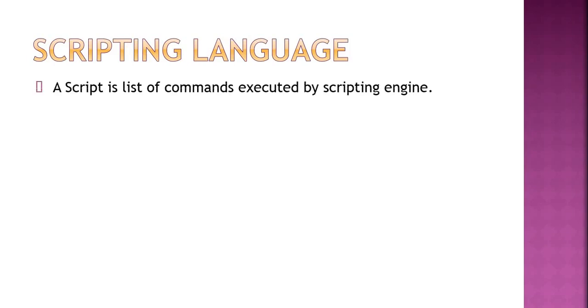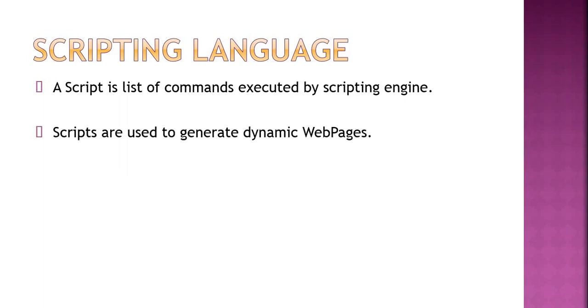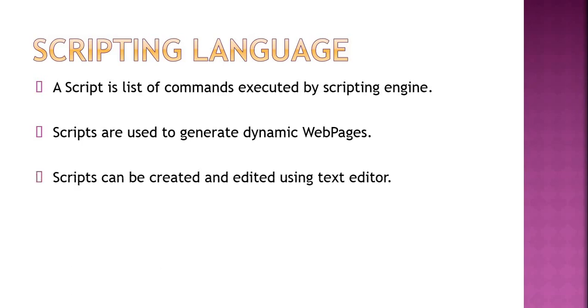Now let us see what do we mean by scripting languages. Script is list of commands executed by scripting engines. Scripts are used to generate dynamic web pages. Whenever we are using script in our simple HTML page, they are going to make our web page dynamic so that we can interact and the contents of the page will change. Scripts can be created and edited using text editor. So the simple text editor that is installed in our machines is used for creating and editing the scripts.